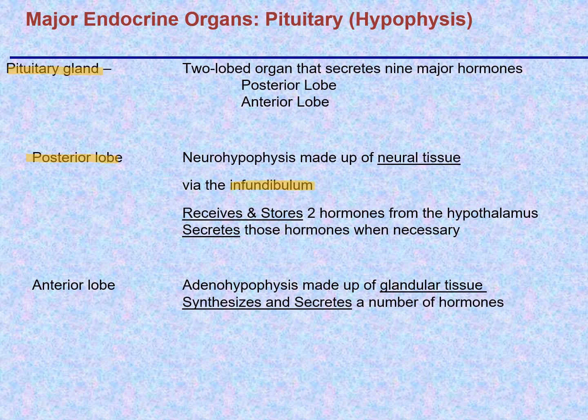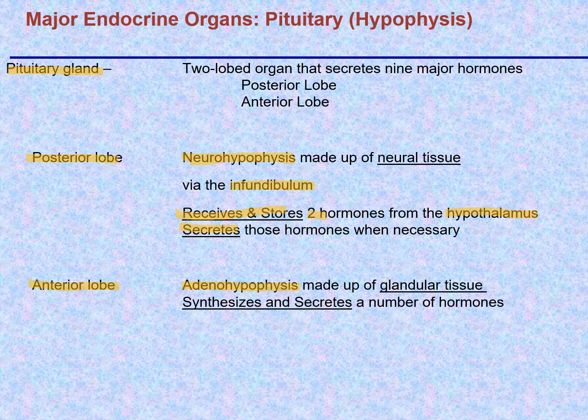Now the posterior lobe receives two hormones from the hypothalamus. The hypothalamus is where those hormones are made, but the posterior lobe receives them, stores them, and then secretes them when necessary. By the way, another name for the posterior lobe of the pituitary gland is the neurohypophysis. On the other side, the anterior lobe is glandular tissue which itself can synthesize and secrete a number of hormones. An alternate name for it is the adenohypophysis.